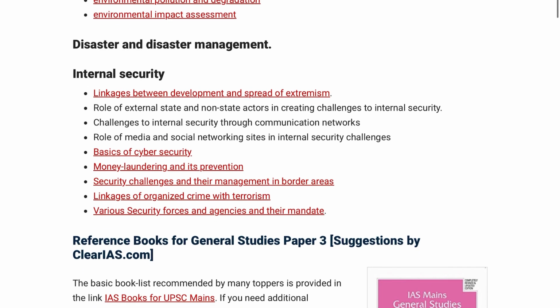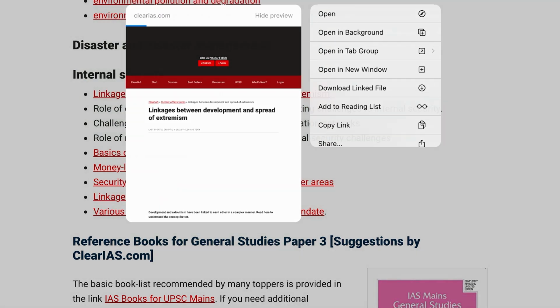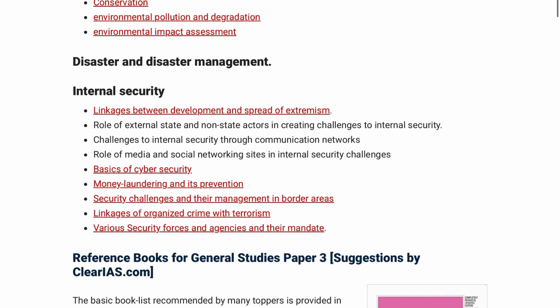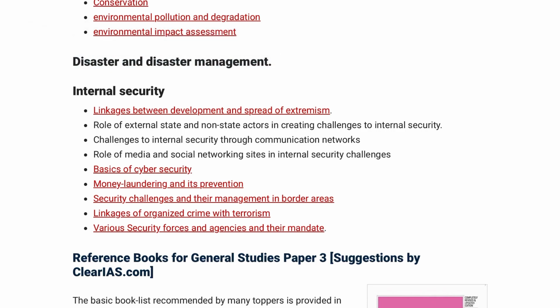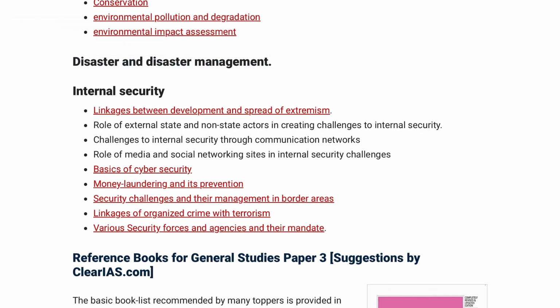In GS3, internal security is another topic, and you can see internal security has been defined in details in the syllabus, right? So these are the internal security topics, whereas for disaster management, there is hardly any mention of any subtopics as such. So disaster management has been defined vaguely in the GS3 paper. This syllabus does not give us any clarity as such. So now we will go back to the PYQs and see what type of questions are asked, and then we will decide what to read for disaster management.